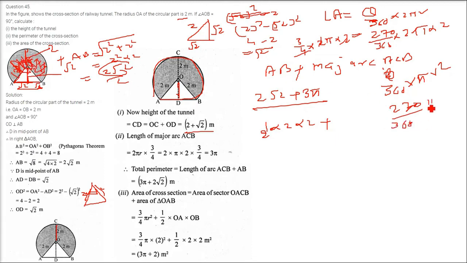270 by 360 into pi r square. 270 by 360 is 3 by 4 into pi, and r square, the radius being 2, is 4. So what do you get? You get 2 plus 3 pi, 2 from the triangle and 3 pi from the sector. This is the answer.